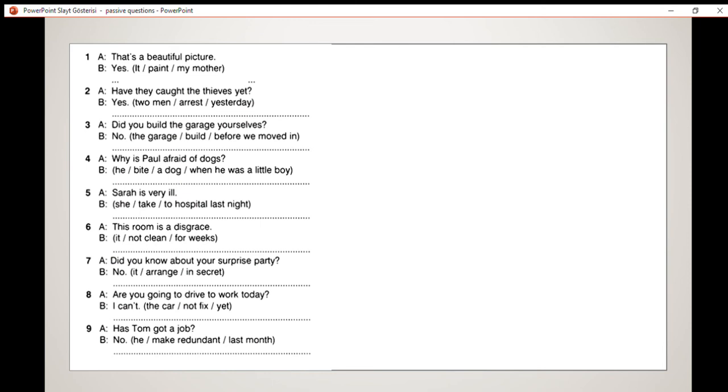Now, number 1. That's a beautiful picture. Yes, it was painted by my mother. 2. Have they caught the thieves yet? Yes. 2 men were arrested yesterday. Now I'm thinking maybe the first answer can also be, it has been painted by my mother. Both answers would be correct. I just didn't add the it has been part.